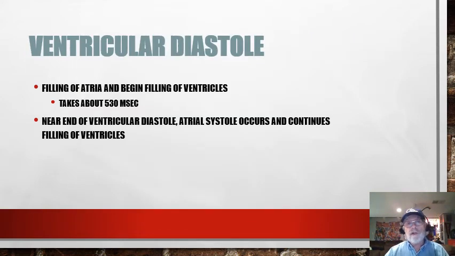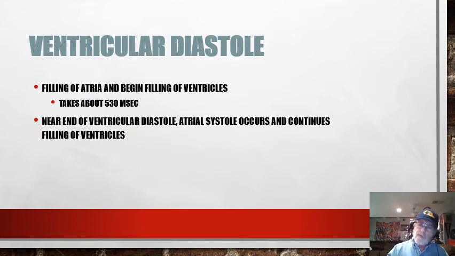Then we go into ventricular diastole. Once the ventricles have pumped out the blood that they're supposed to, the ventricle has to relax. It has to fill. And that takes a while. It takes about 530 milliseconds. Okay? It takes a while for that ventricle to fill. And that's when both the atria and that ventricle are in a period of relaxation together. Okay? So near the end of ventricular diastole, atrial systole starts, and then we start again.